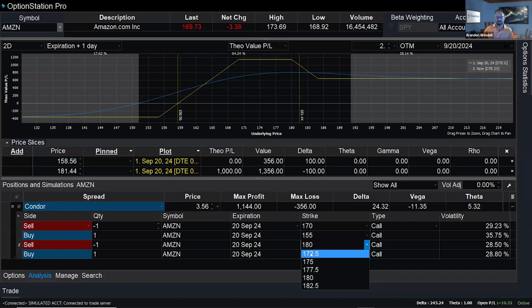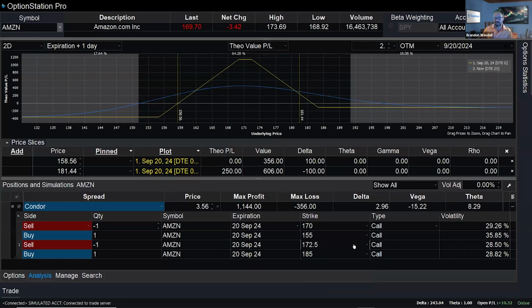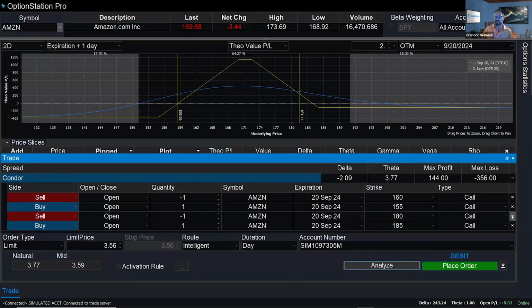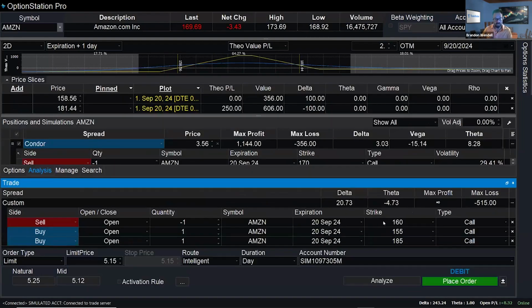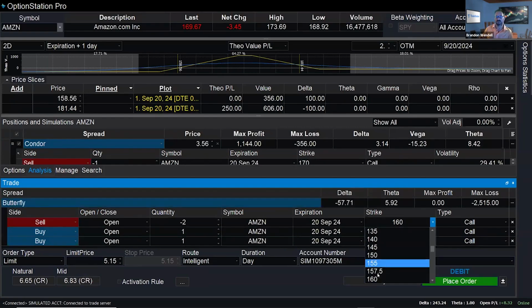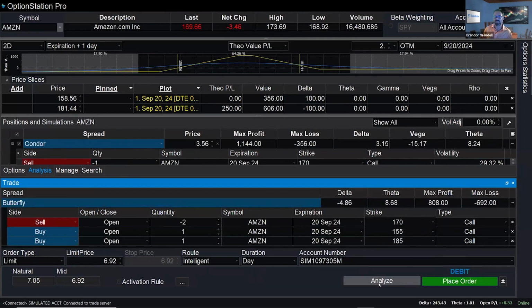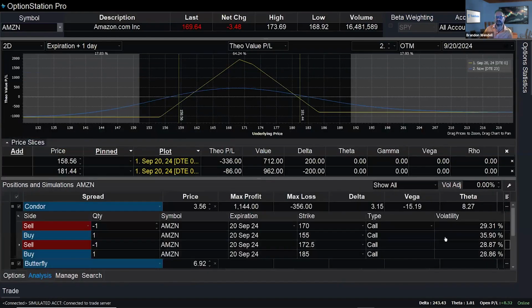Sell. Oh, it won't let me do it, will it? Because I have to remove. That's what I have to do. I have to do it this way, don't I? There we go. Let's remove the 180. And now I will sell 2 of the 170. There we go. Now analyze. Get rid of the old condor there.